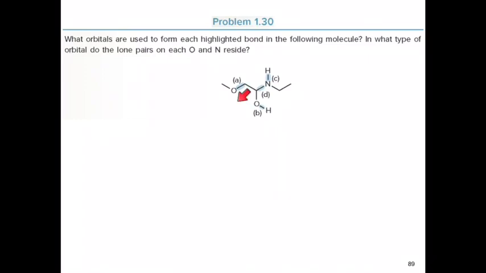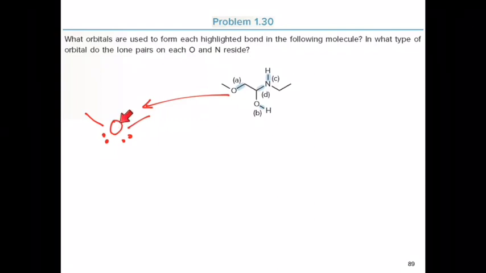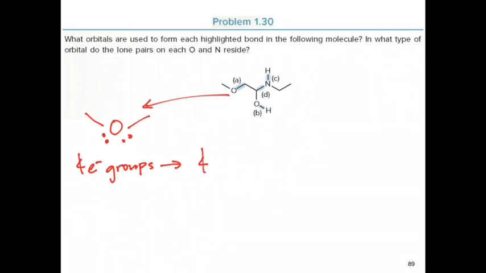So let's say that we pick this oxygen right here as the central atom. And so this oxygen has 2 bonds and 2 lone pairs of electrons. So you can see that this oxygen as a central atom contains a total of 4 electron groups, 1, 2, 3, and 4. And so because it contains 4 electron groups, it will form 4 sp3 hybrid orbitals.